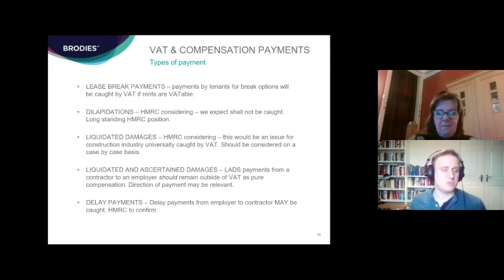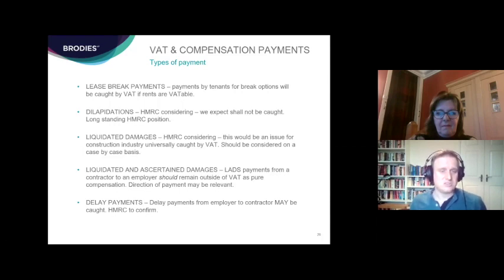Dilapidation payments: HMRC are currently considering this, but there is a very, very long-standing position that dilapidations are outside the scope of VAT. If you look at the direct link elements of the Tolsma case, I think it's very hard to see how dilapidations fall neatly within that. So our expectation is that HMRC should say that dilapidations are fine.